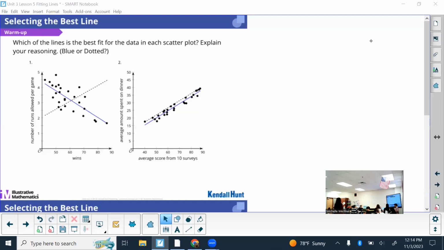So first part, the warm up. For each graph, you're supposed to tell me, is the solid or the dashed line better for the line of fit? So table 3, start us off. Do you think the solid line or the dashed line? And why the solid?